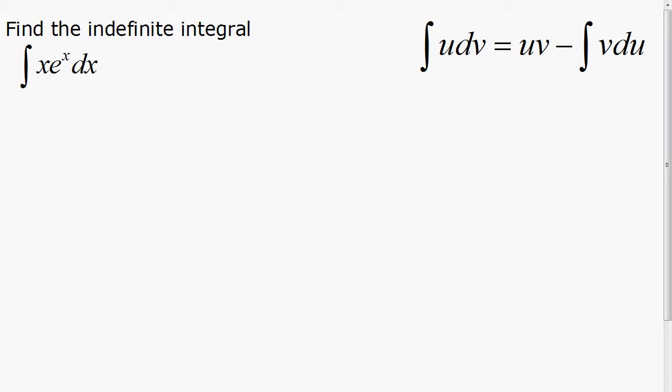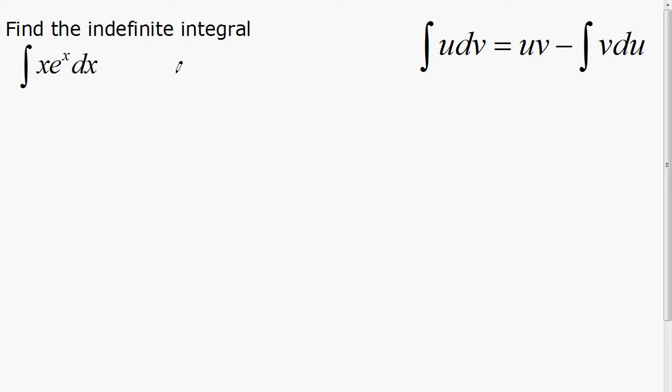In the following example, we're asked to integrate x multiplied by e to the x. This is a perfect example of integration by parts because we see the two things we're looking for. It's a product. One of the terms is an exponential function and the other is polynomial, in this case just x. So it'll fit very well into this rule, which is our integration by parts formula.